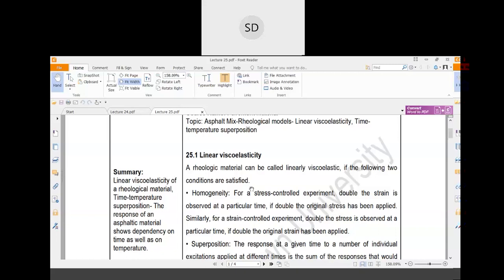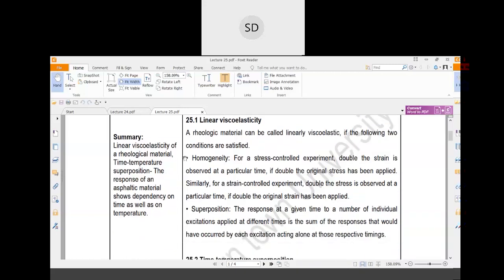So they could be called linear viscoelastic if these two conditions are satisfied. The first one is homogeneity. For a stress controlled experiment, where the stress is controlled, basically that represents the test condition.